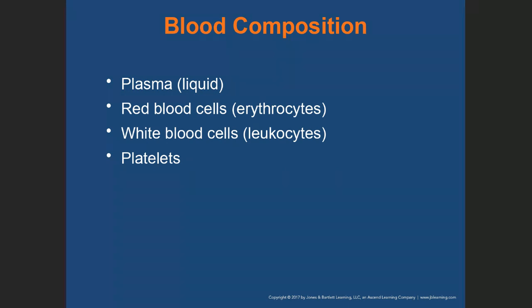Now, the blood composition. The blood is composed of plasma, which is a liquid portion, and red blood cells, erythrocytes, which are important to the process of oxygenation. They require 4 oxygen molecules to be properly oxygenated. The red blood cells cannot move on their own, so they need fluid to transport them.